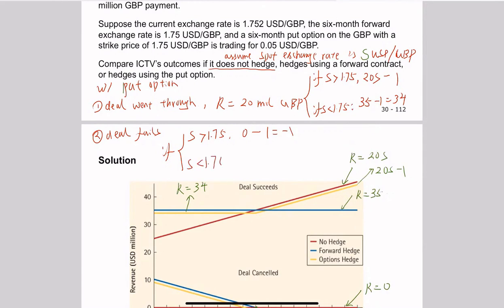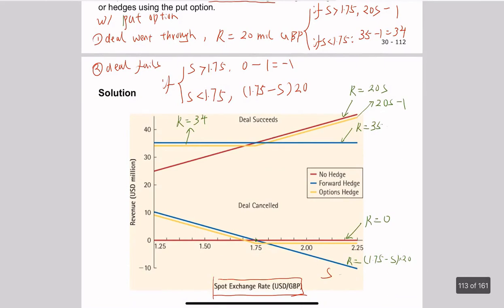If S is smaller than this strike price, then the firm will exercise. In this case, the firm's profit would be given by the strike price minus the market price, that is the spot exchange rate, times 20, because the firm has 20 million put options. So if you mark these lines, then you can see that for this section, revenue equals minus 1. And for this section, it's given by 1.75 minus S, times 20.